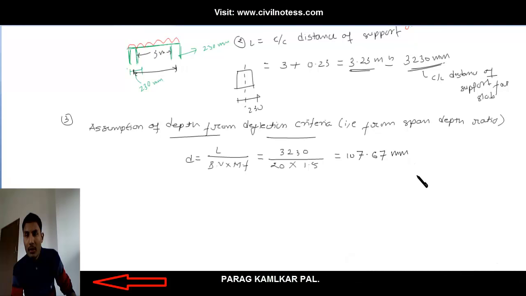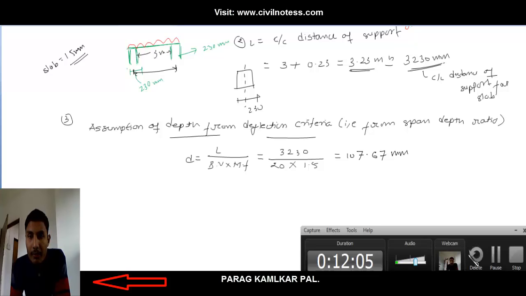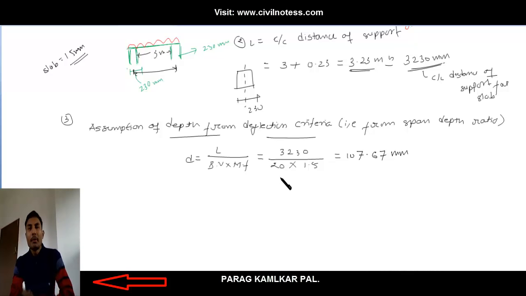Now after assuming the depth from the deflection criteria, we go for assuming the clear cover of 15 mm. For a slab we always take a 15 mm clear cover. Why do we provide the clear cover to the slab? Because whenever the steel comes in contact with the atmosphere, the corrosion reaction may start, and because of that our steel gets corroded fast.